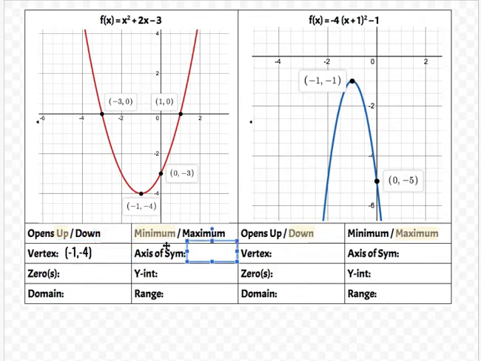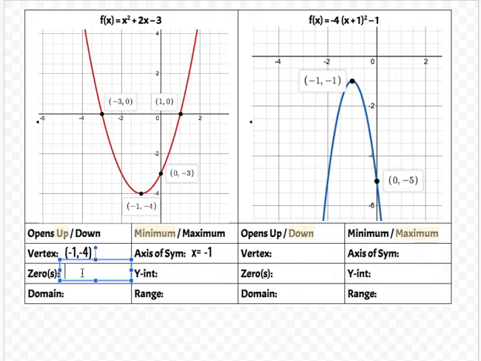If I were to draw a line going straight down the parabola, to the middle of the parabola, this line is called your axis of symmetry. This line that goes up and down goes right through -1. It always goes through the x of your vertex. So if you look at your vertex, our x was -1, so that means my axis of symmetry is x is equal to -1.